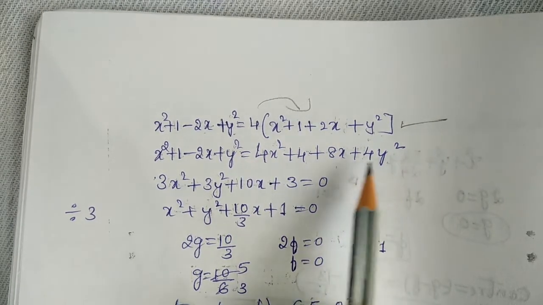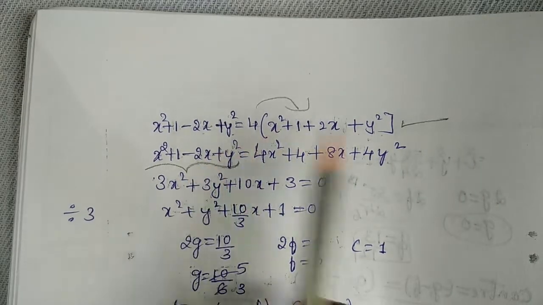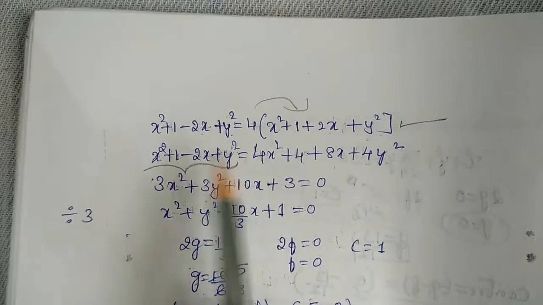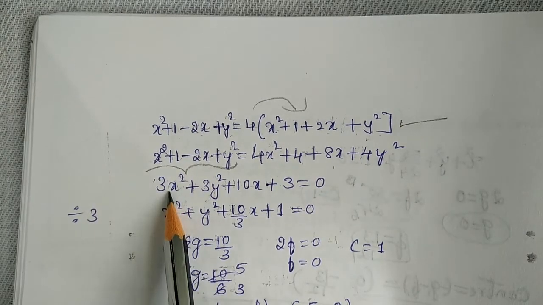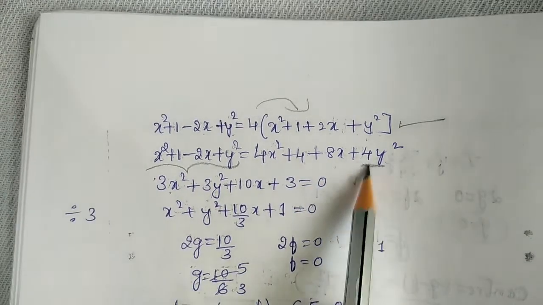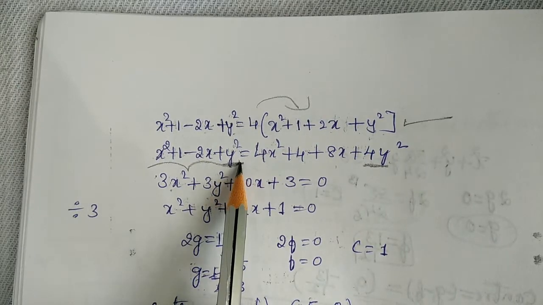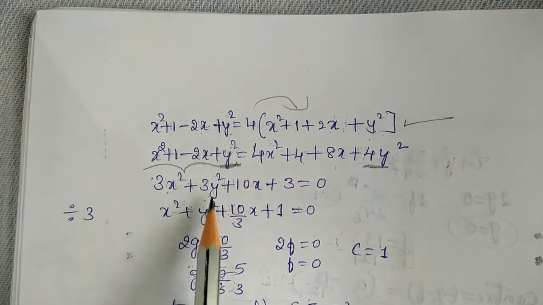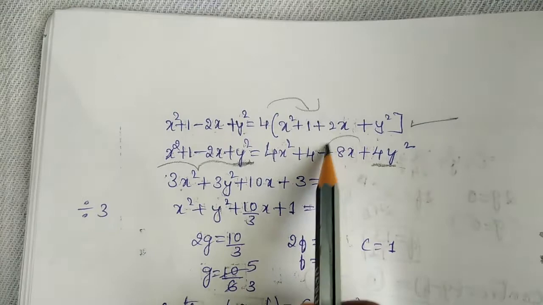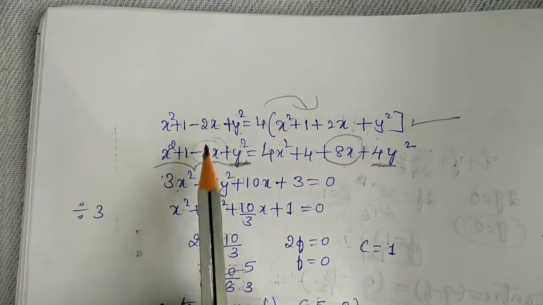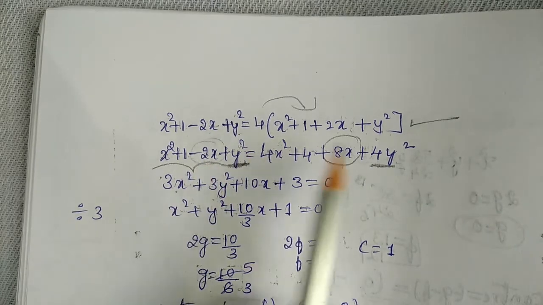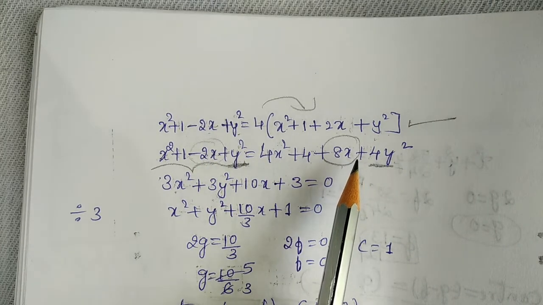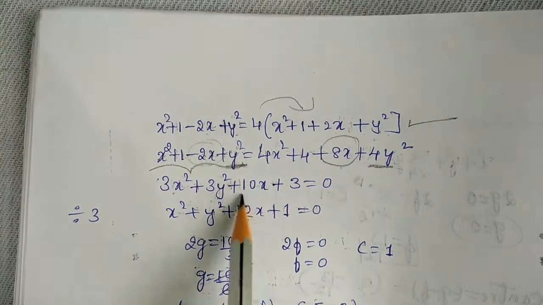So take this LHS part to the RHS, then 4x square minus x square is 3x square. Then 4y square and here plus y square becomes minus y square. So 4y square minus y square is 3y square. Here we have 8x. Here we have minus 2x. It becomes plus 2x to the right. If you take to right, then it becomes plus 2x. Therefore 8 plus 2 is 10x.